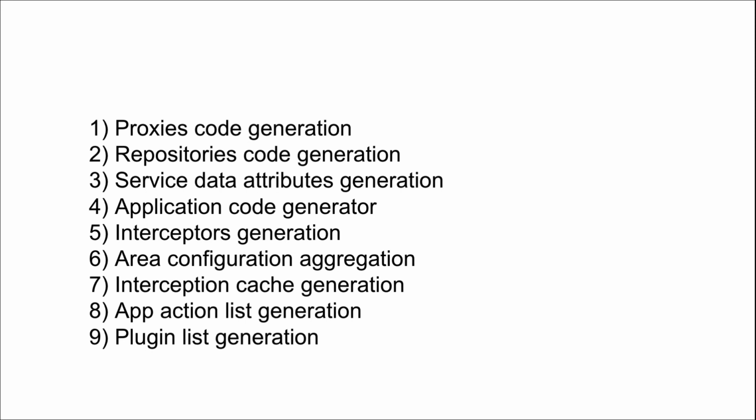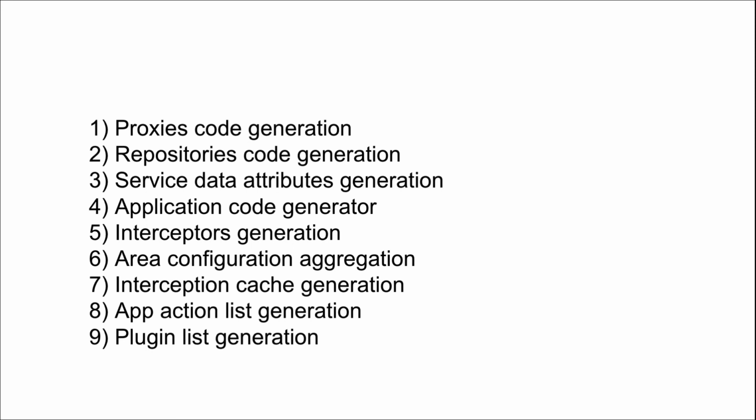The fourth one is the slowest. I think it's the slowest one normally when you run setup:di:compile. It's basically going to check everything from all the DI XMLs and create all the necessary code. So it's going to create factories and all those things. And the fifth one is going to create the interceptors. So the interceptors, you already know, they are the plugins.